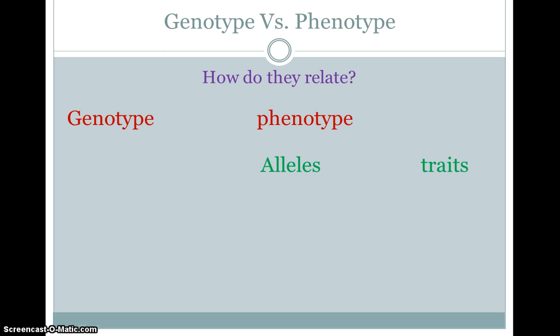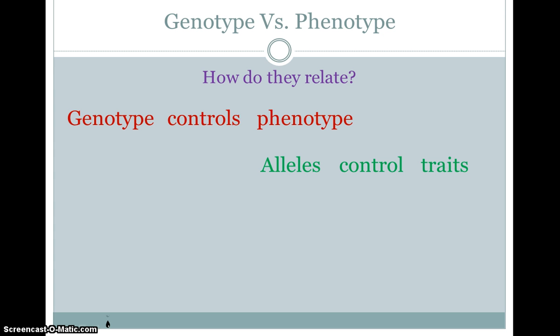How does the genotype of an organism relate to its phenotype? Well, let's take a look at those two words. They obviously have a lot in common because they rhyme. So, let's take a look at them. So, genotype controls the phenotype. Remember that genotype is made up of the alleles. The phenotype is what you can see. So, the alleles actually control the traits.